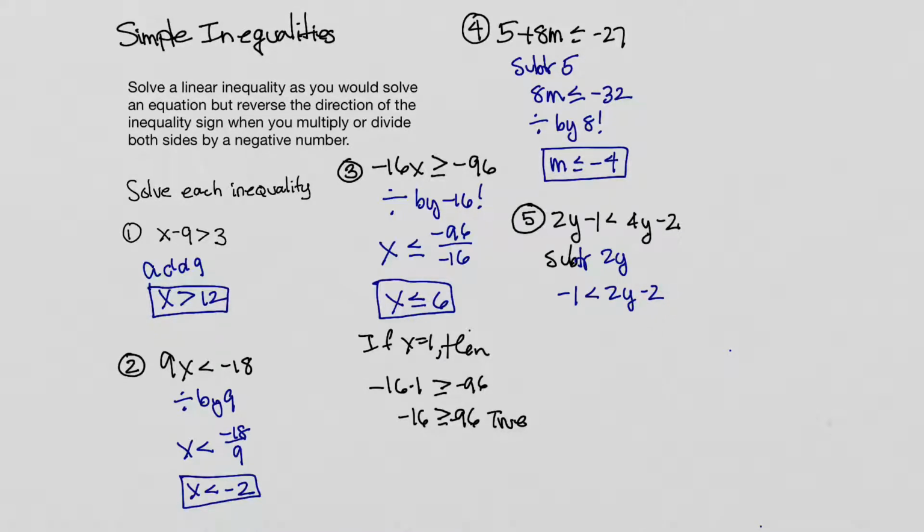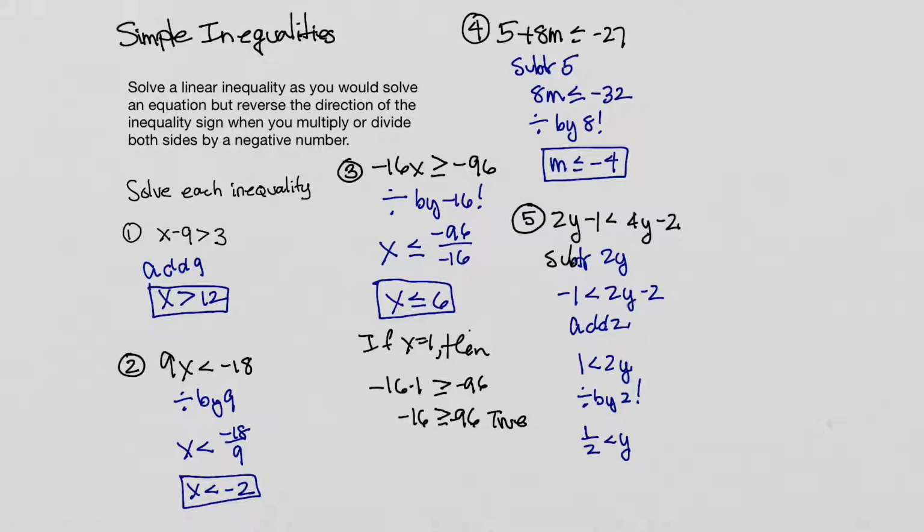What we're going to do is add 2. So I'm going to add 2 to each side. And doing so will give us negative 1 plus 2 is 1 less than 2y. Now, we're going to divide by 2. Alert, we're dividing by a positive, so no change in the direction of that inequality sign. So we are going to get 1/2 less than y.